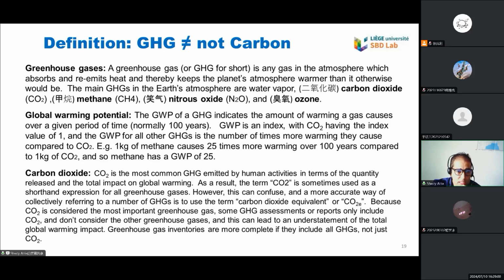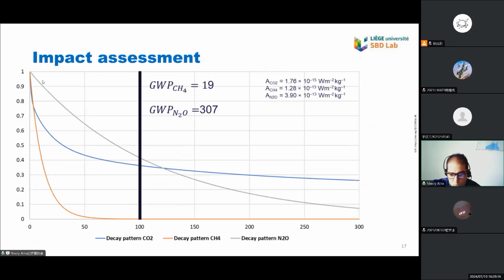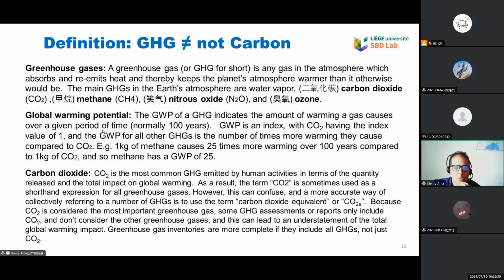So as you can see, the global warming potential is a very important indicator, and it indicates the amount of warming a gas causes over a given period of time. And like I told you, if you remember, this is the 100-year period. This is the zero, the moment the gases are released. And then this is their presence in the atmosphere on the y-axis. It degrades over time, but very slowly. So therefore, we need to estimate the period of time of 100 years.